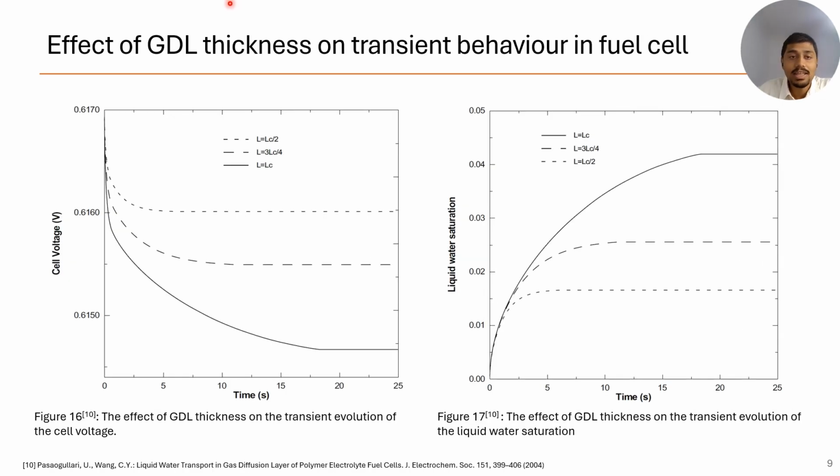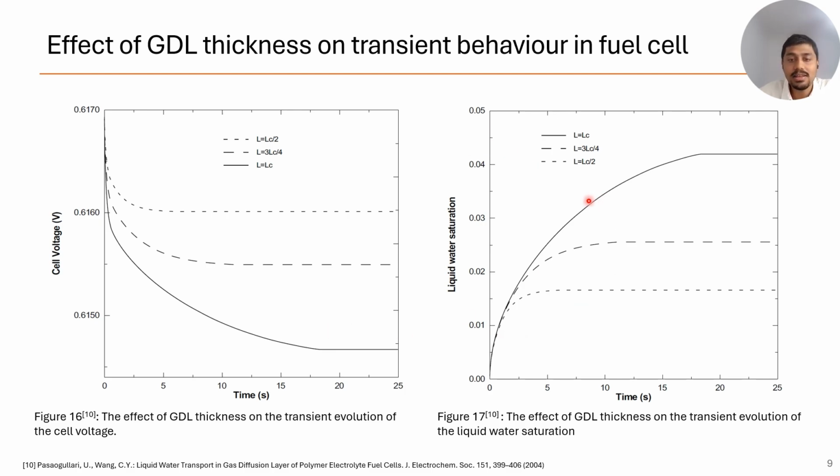Now let's look at the effect of GDL thickness on the transient behavior of the fuel cell. In this graph, you can see that a thicker GDL shows the cell voltage decreasing drastically over time compared to a thinner GDL. So it makes sense to have a thinner GDL so that our cell voltage is stable across time, and that would help us prolong the cell life and have a stable performance.